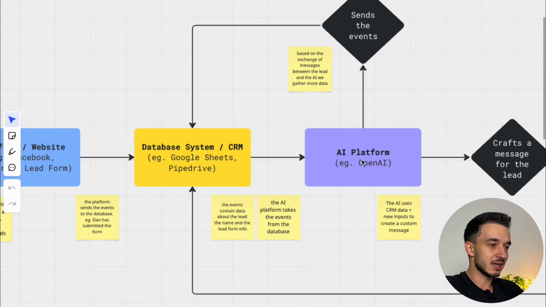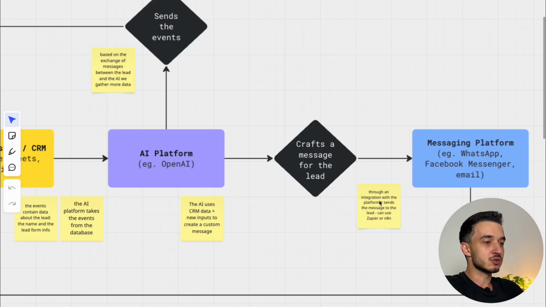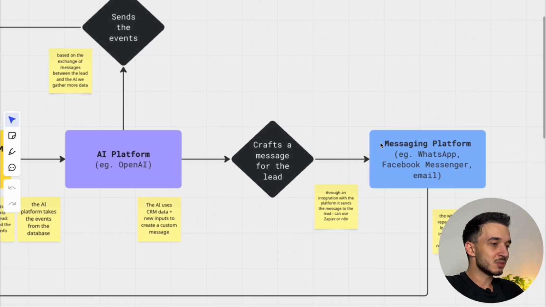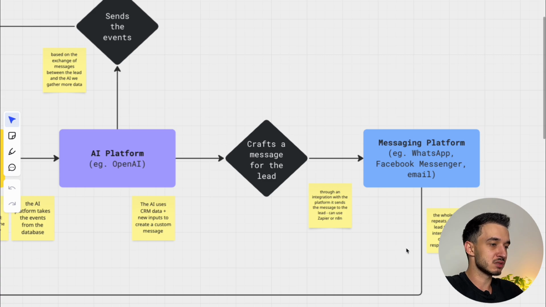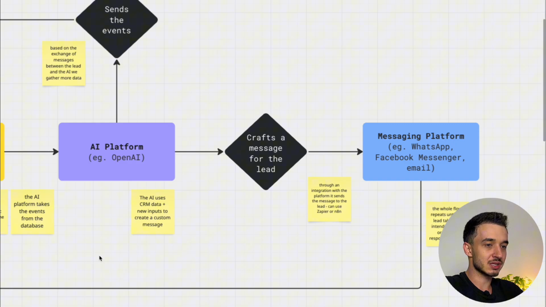Then the AI platform takes the events from the database and crafts a message for the lead. Through an integration with the platform, it sends the message to the lead. You can use Zapier or N8N for this integration. Then the messaging platform also sends events to your CRM. What kind of events, you ask? It's when the lead responds. Then the whole flow repeats itself until the lead takes the intended action or doesn't respond anymore.